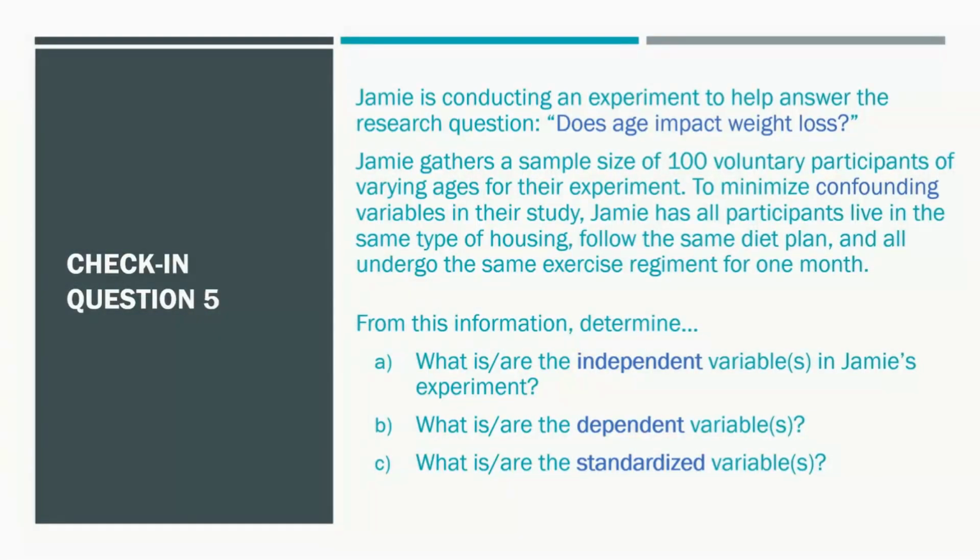Check-in number 5. Jamie is conducting an experiment to help answer the research question, does age impact weight loss? Jamie gathers a sample size of 100 voluntary participants of varying ages for their experiment. To minimize confounding variables in their study, Jamie has all participants live in the same type of housing, follow the same diet plan, and all undergo the same exercise regimen for 1 month. From this information, determine what is or are the independent variables in Jamie's experiment. What about dependent variables? And what are the standardized variables?